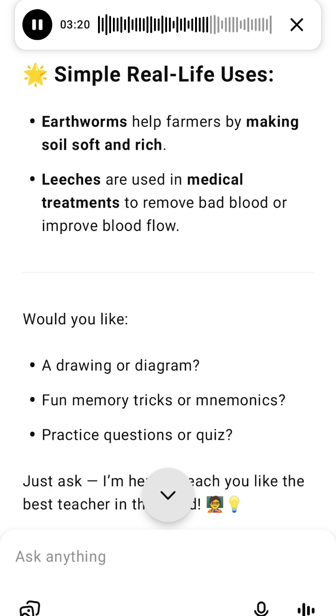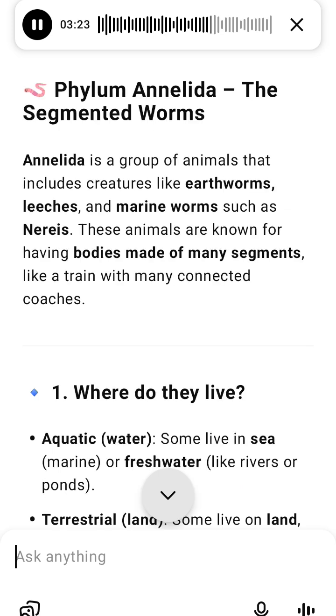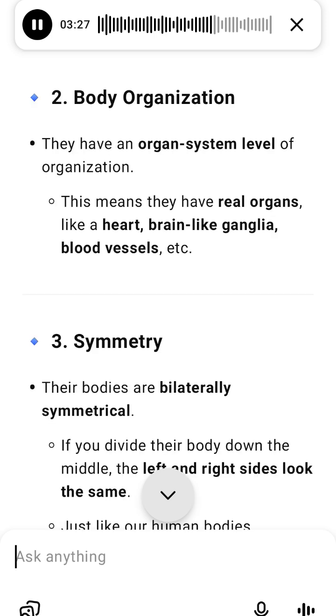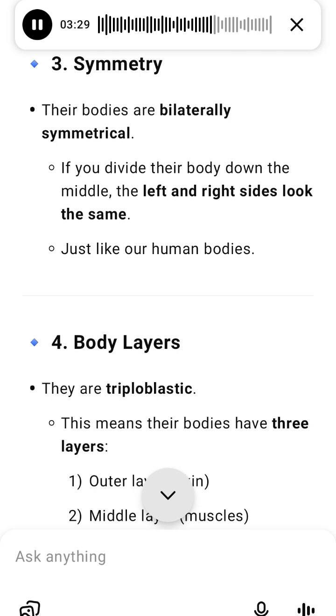12. Reproduction. Most annelids reproduce sexually, needing male and female parts. Some, like Nereis, are dioecious. Male and female are separate individuals. Others, like earthworms and leeches, are monoecious. Both male and female organs are in the same individual. Some lay eggs. Others may have more complex development.